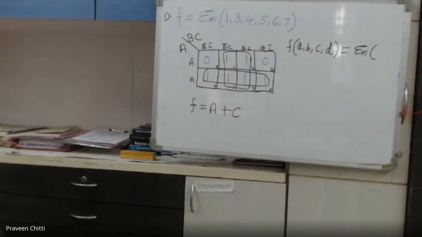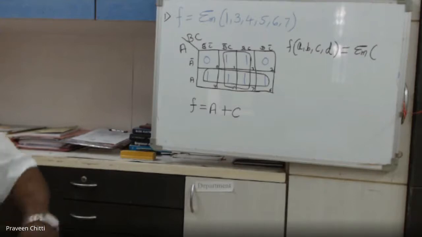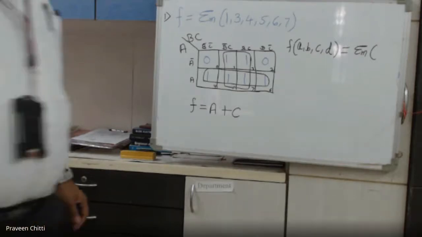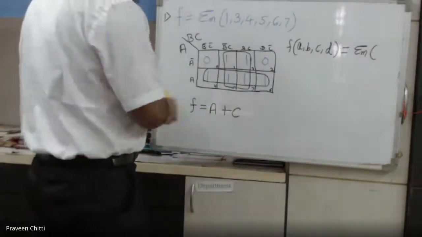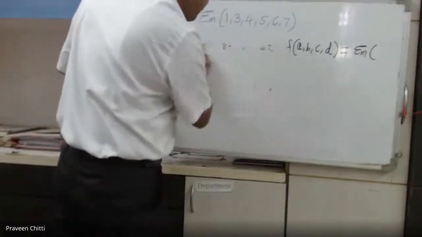F of a, b, c, d equal to sigma m. There you write 3, 4, 6, 9. All of you write it. 3, 4, 6, 9, 11, 12, 13, 14, 15.